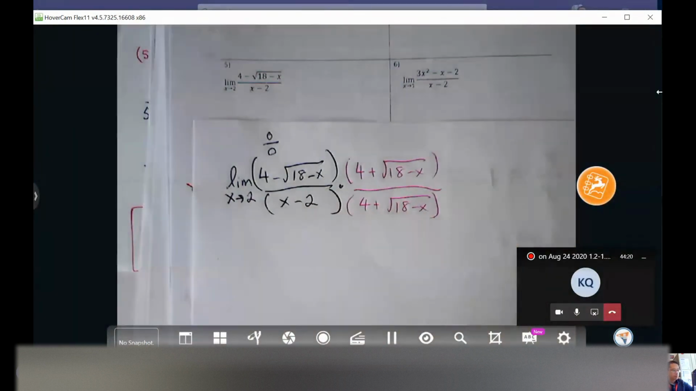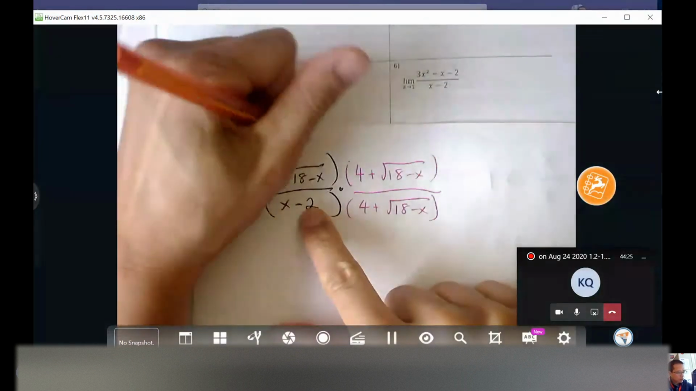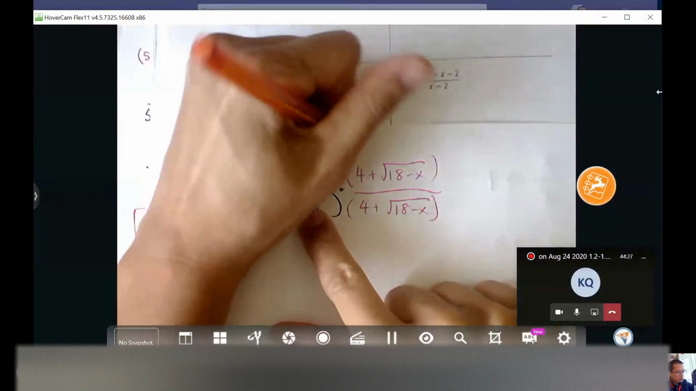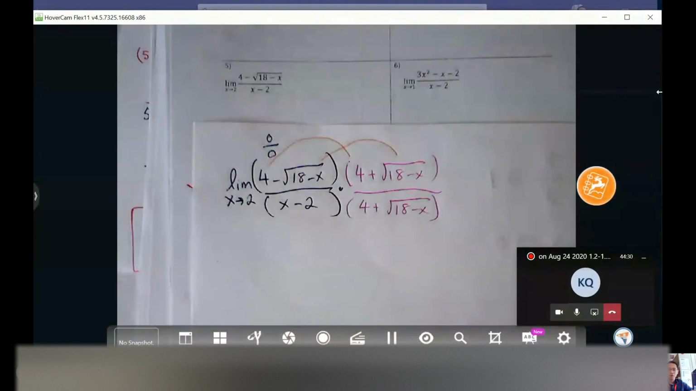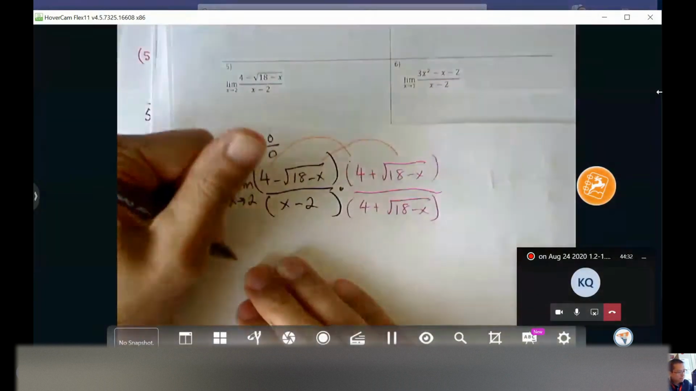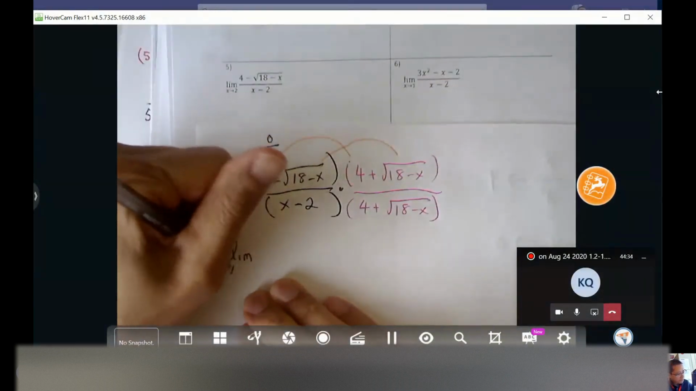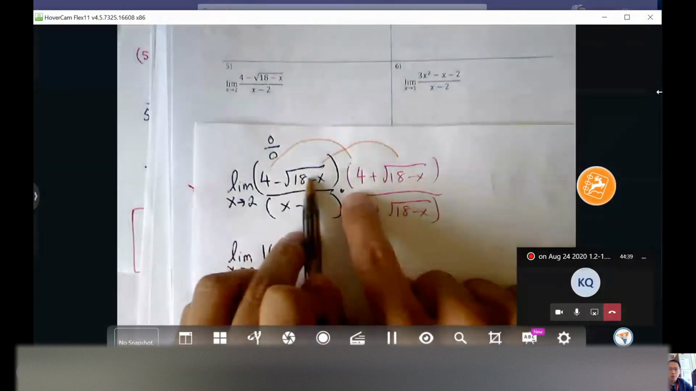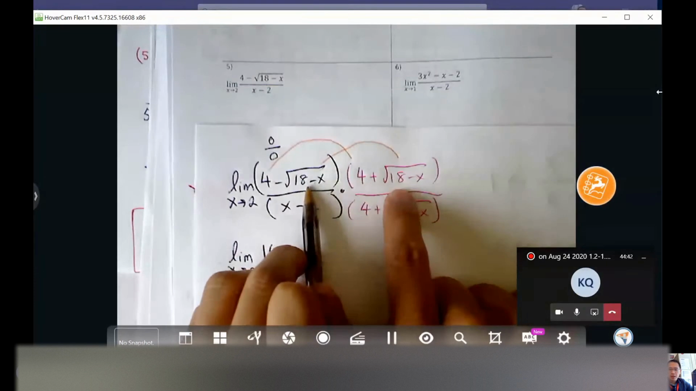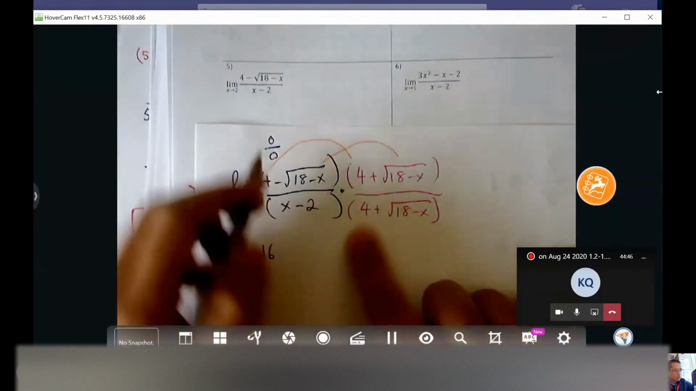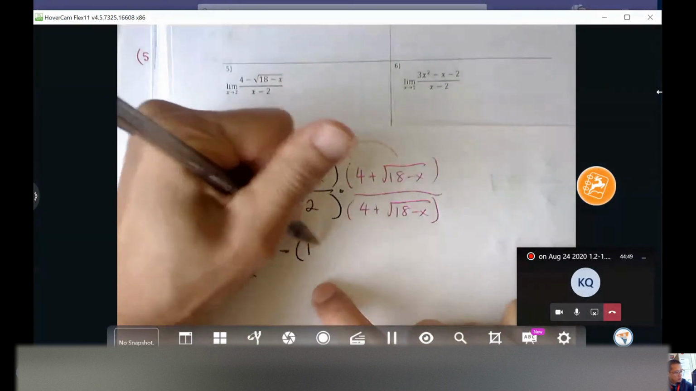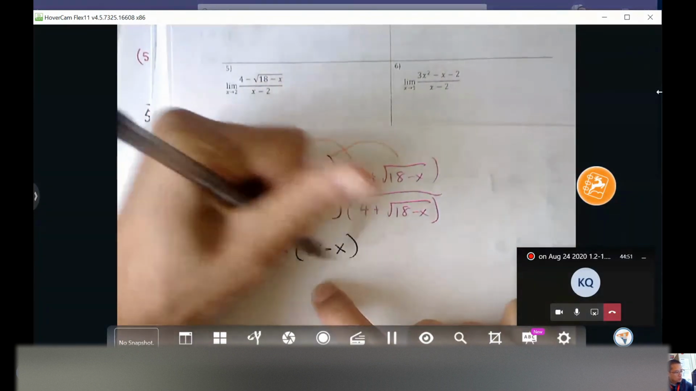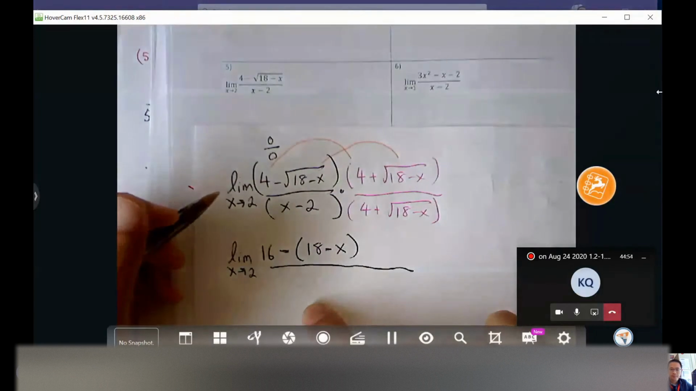So now we FOIL. But when we FOIL, we only look at the first pair and the last pair. So 4 times 4 is 16. The middle terms will drop out. Don't worry about that. And then we multiply the two radicals together. There's a negative times positive, which is negative. So I want to protect that expression with its own set of parentheses.